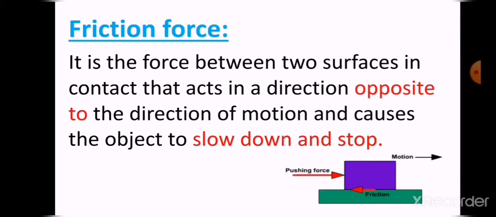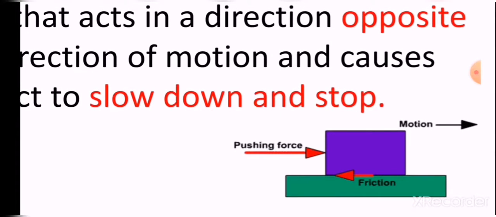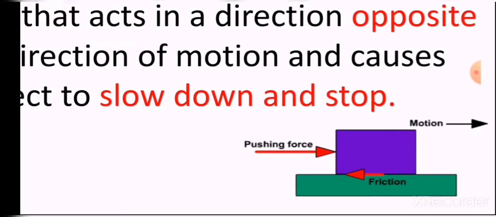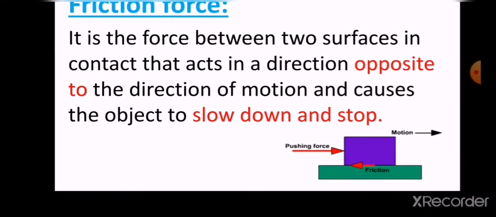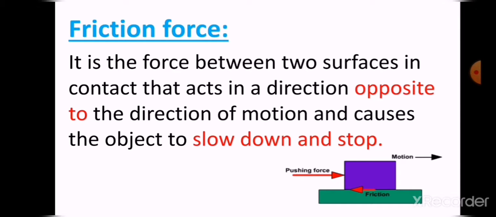It acts in the direction opposite to the direction of motion, like this. When you put a cube or a book on your desk, the touch between this book and the surface of the desk is a type of force. This touch is a type of force called friction force. And the friction force acts in the direction opposite to the direction of motion.